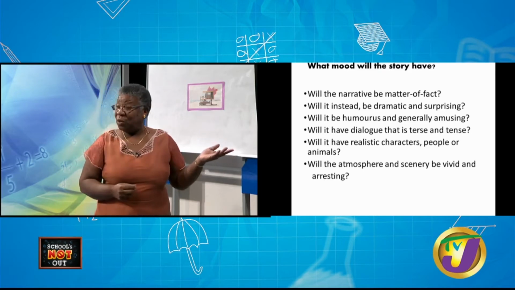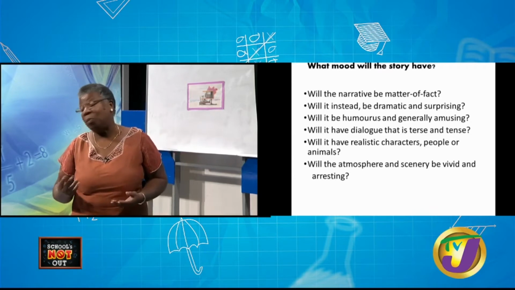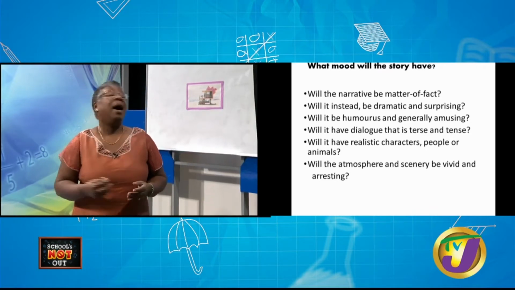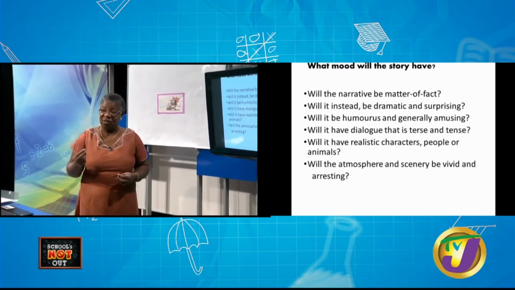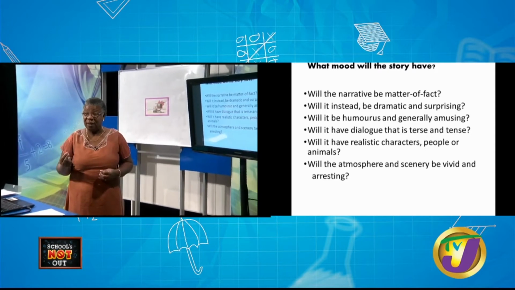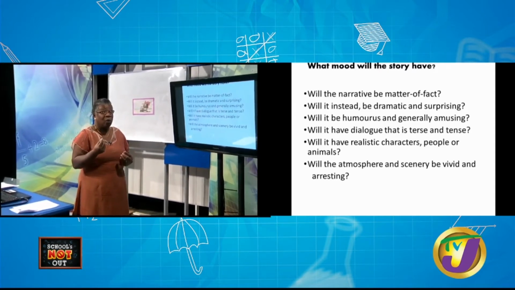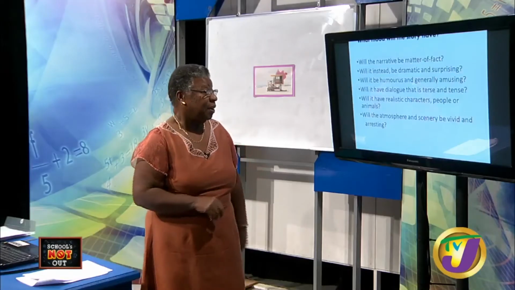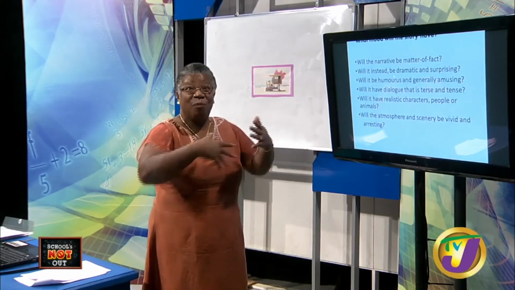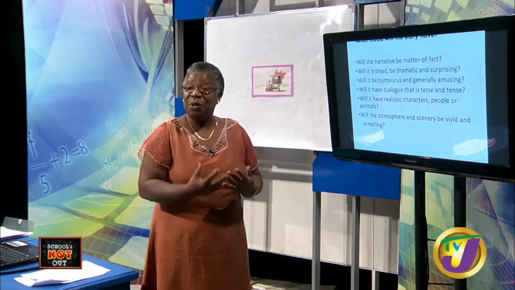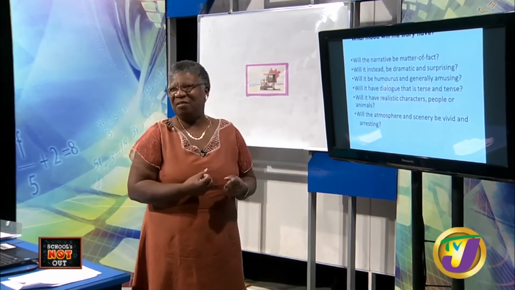The characters in your story can either be people or animals, and you have to do things to make them realistic, to make them come across like they could really happen. And finally, the atmosphere, the scene, the backdrop. How do you make it vivid? How do you make it arresting for your reader?